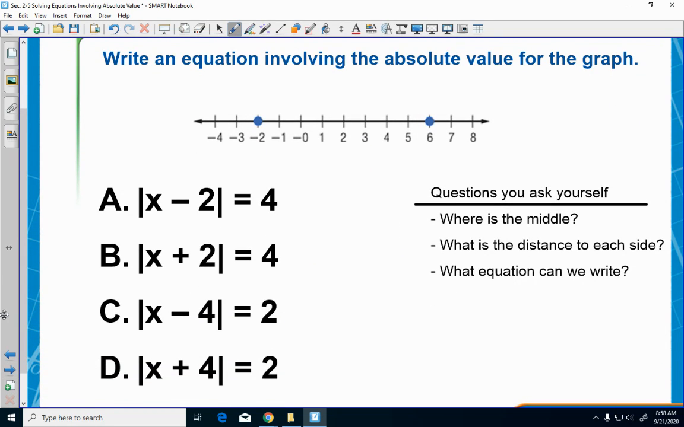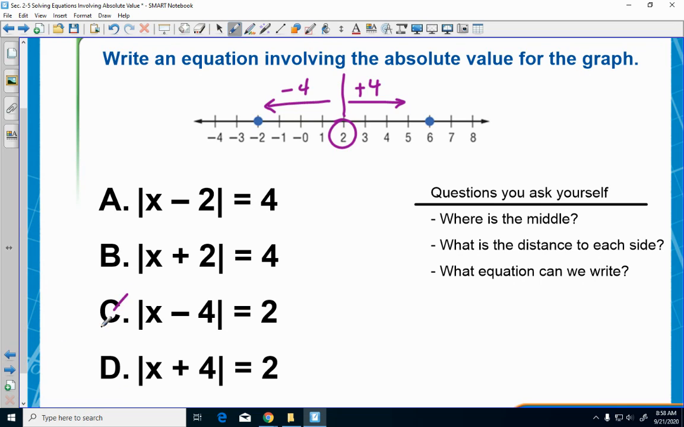We'll do it again. I think you'll get the hang of it. Where's the middle of that? Between a negative 2 and a positive 6. The middle's at what? At positive 2. So there's the middle right there. How many units to the right and how many units to the left? 4. So that means over here, it's 4 units to the right, and there it's 4 units to the left.